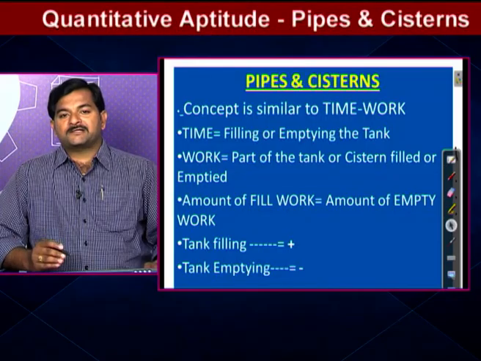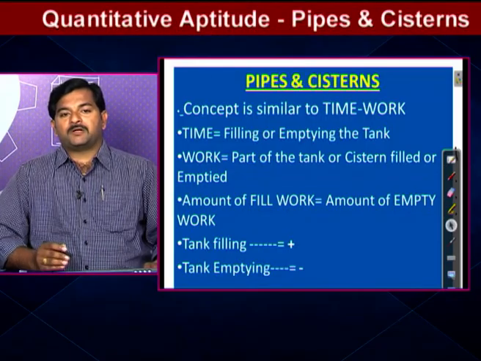So today in this session I come up with one topic from quantitative aptitude. The topic name is pipes and cisterns. You are already aware about this. The topic pipes and cisterns is almost similar to time and work. Time and work everybody is aware of. These two topics, time and work and pipes and cisterns, are both similar. The only thing is the way of asking questions in pipes and cisterns is different from time and work.